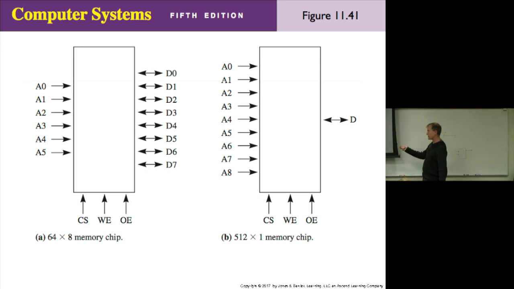And there's lots of stuff in between. What's another way to do it? Instead of being 512 by one bit, it could be what? 256 by two, it could be what? 32 by 16. Yeah, lots of possibilities. Are you with me?